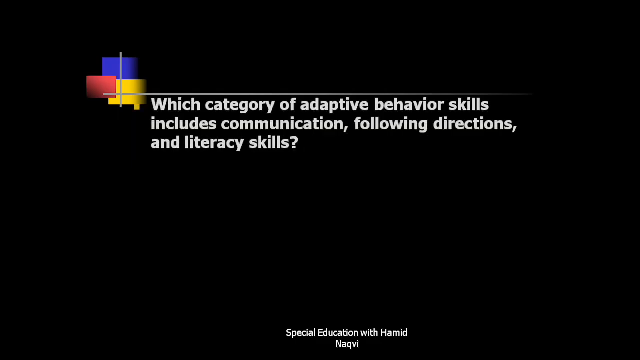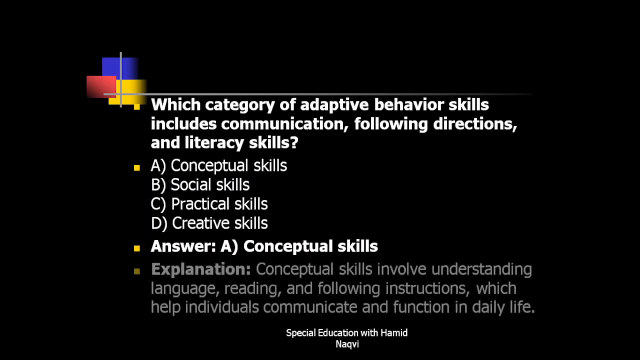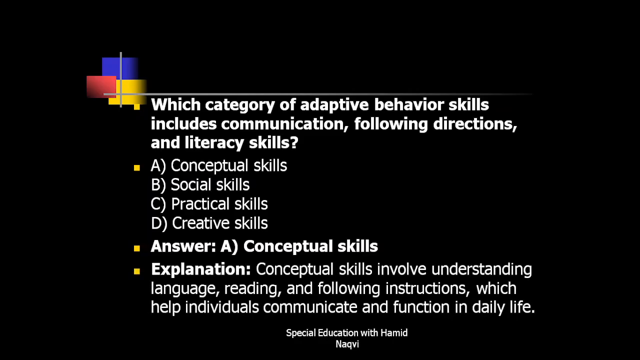Next MCQ is: which category of adaptive behavior skills includes communication, following directions, and literacy skills? Options are conceptual skills, social skills, practical skills, or creative skills. The answer is the first one, that is conceptual skills, because we know conceptual skills involve understanding language, reading, and following instructions, which help individuals communicate and function in daily life.